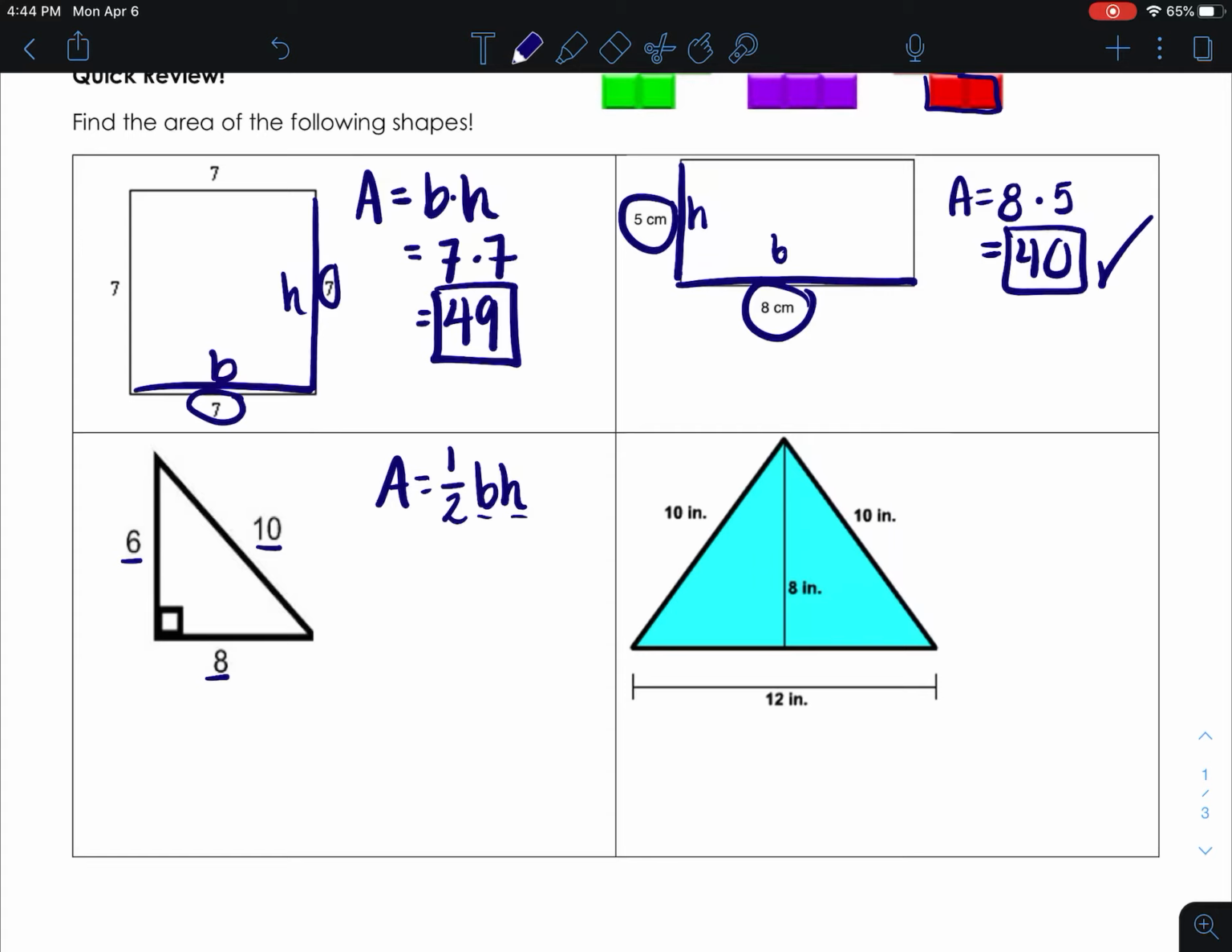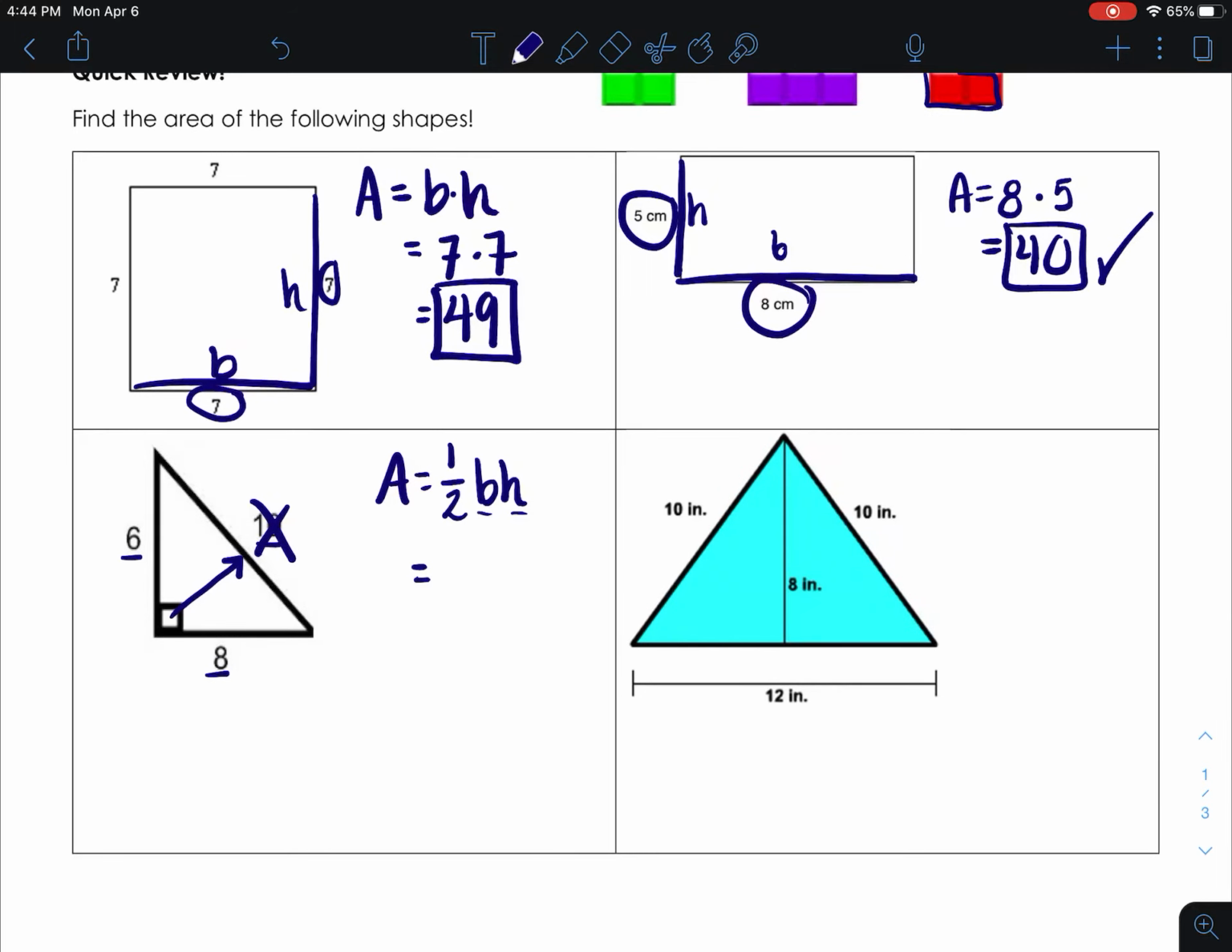If you remember correctly, I hope you remember, anything across from this right angle, we just terminate. Don't even use it. Don't worry about it. Cross it out. You don't need it till next year, till 8th grade. So we should just be using 8 and 6. Since 8 is at the bottom right there, that should be your base, and the height is 6. So it should be 1/2, and I'm going to go ahead and put those two numbers in parentheses.